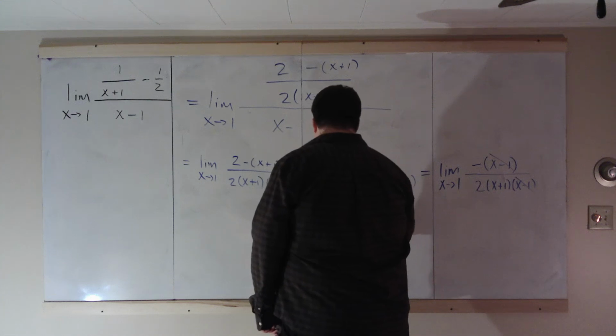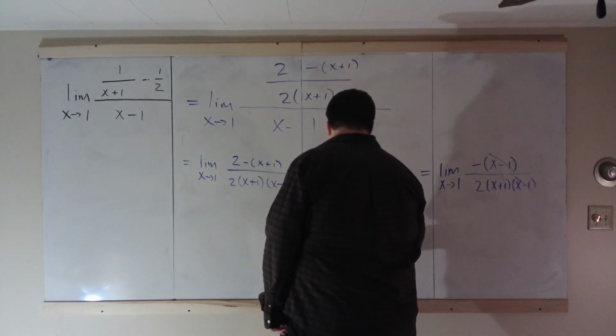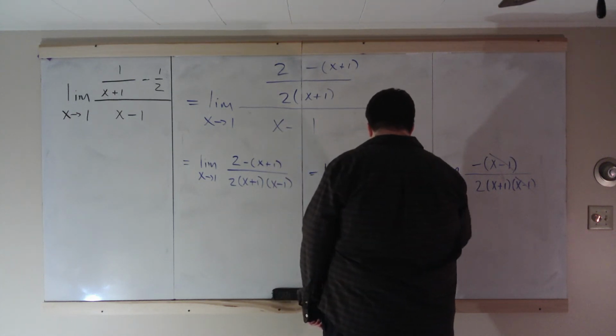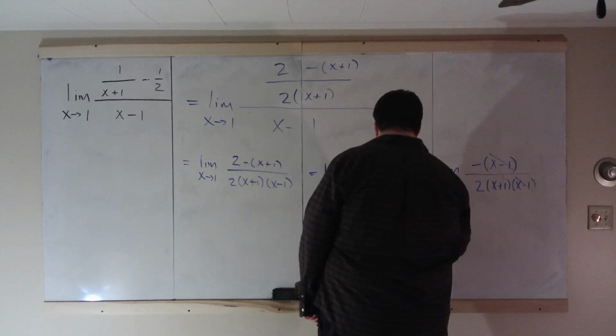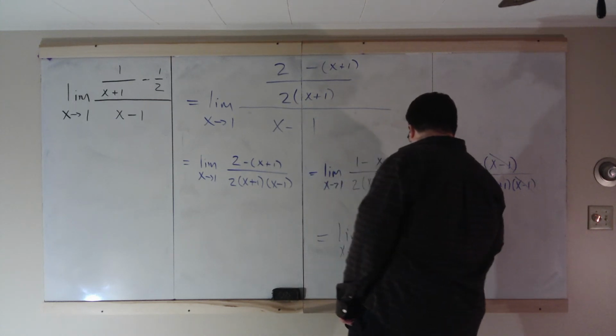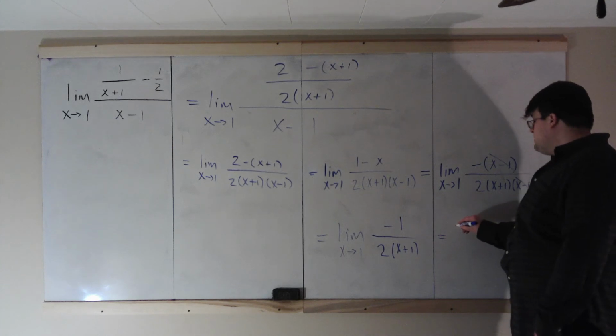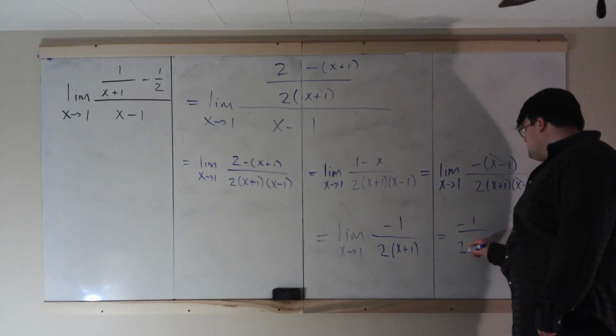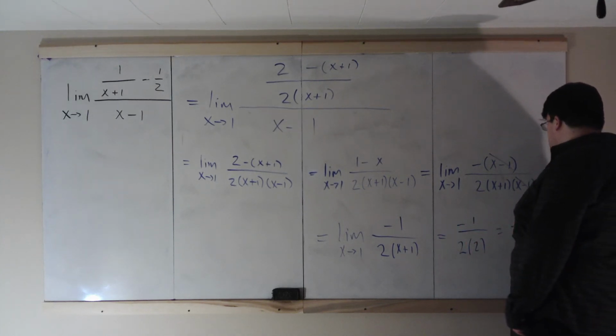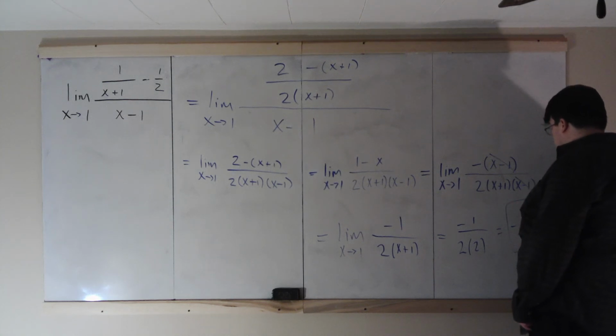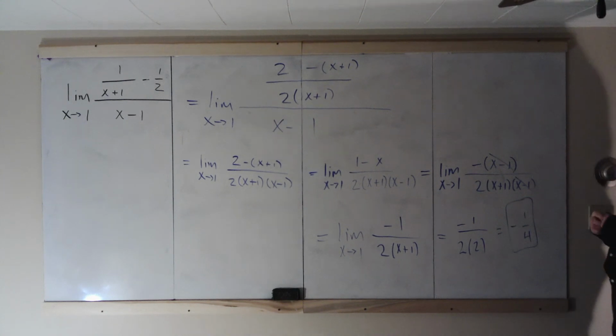And what do we get? Well, still haven't taken a limit. On top we have a negative 1. On the bottom we have a 2 times x plus 1. And what do we get? Well, we can now do a direct substitution. Negative 1 over 2 times 2 gives us negative 1/4.